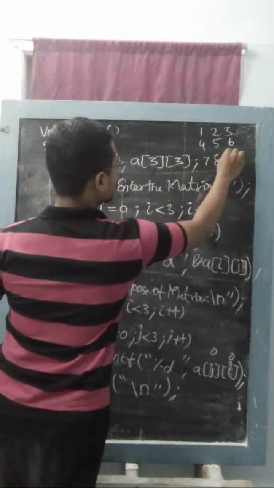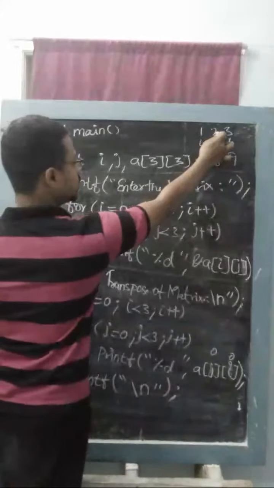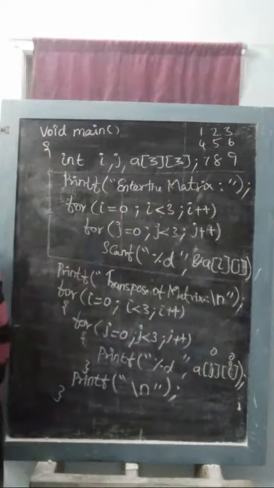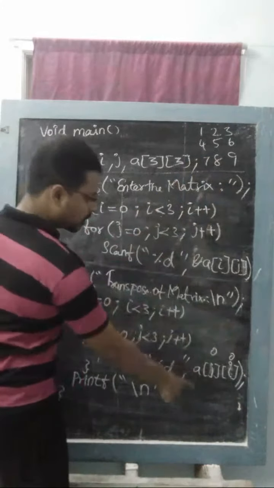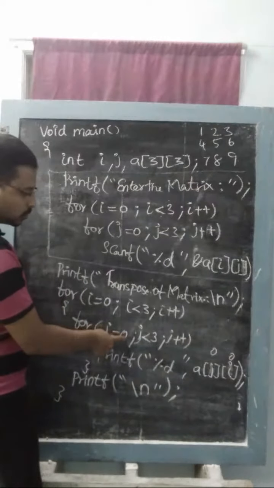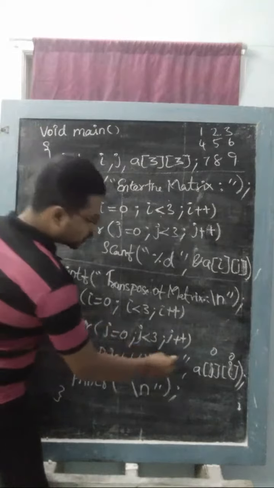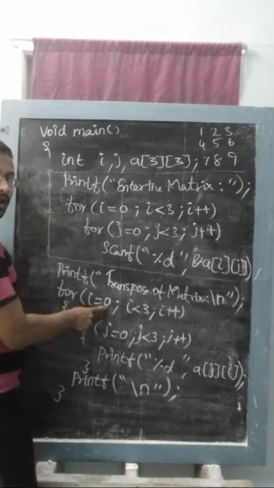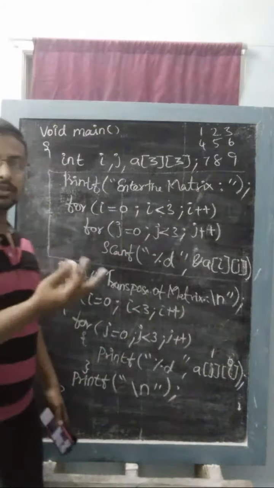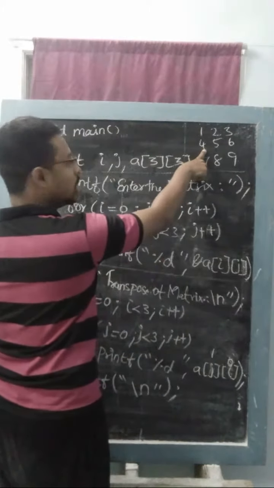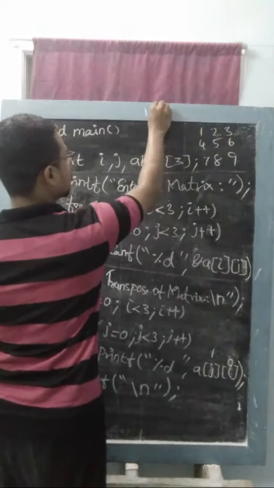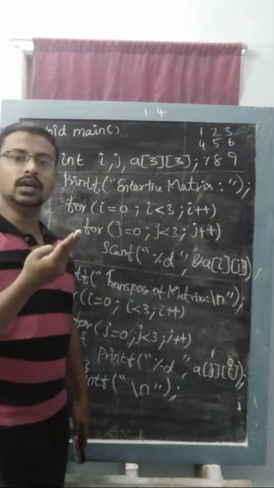Now these positions are 0 0, 0 1, 0 2, 1 0, 1 1, 1 2, 2 0, 2 1, 2 2. Consider this as the actual matrix. When it comes to 0 1, the value of i is 0 but the value of j is 1, so what gets printed is 1 0. We are exchanging the rows and columns, so where 2 was printed, 4 gets printed.